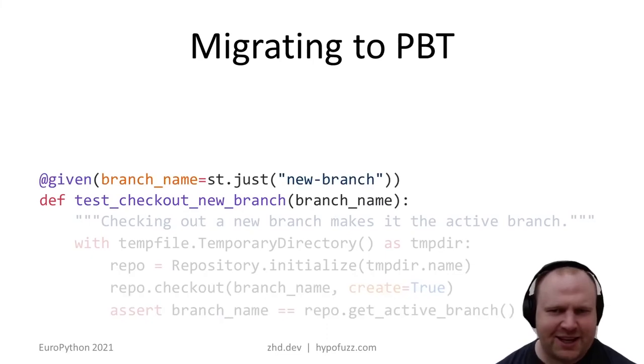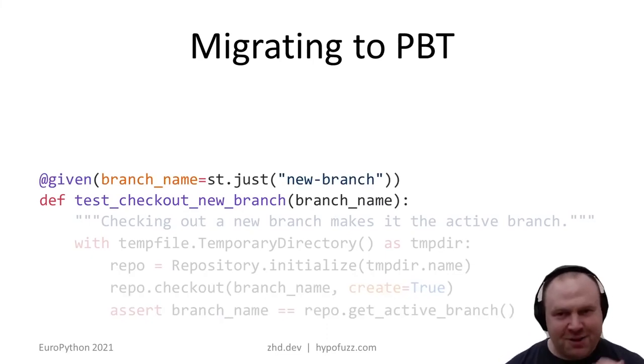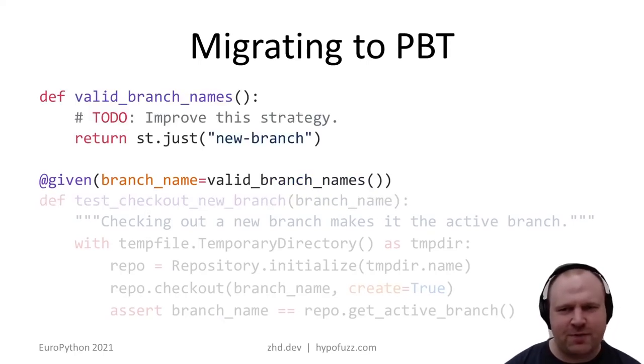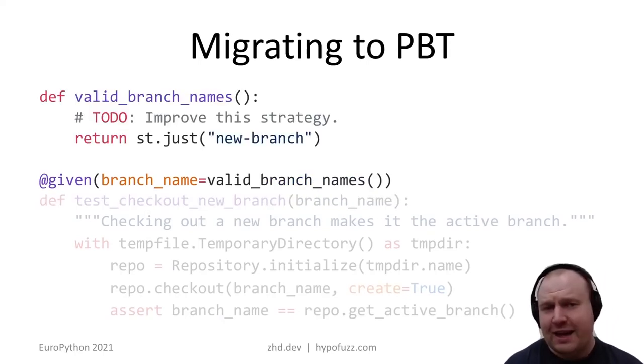And then if you want to start using Hypothesis, you can say, hey, Hypothesis, generate a branch name, which will only be new branch, and run the same test body. Still no semantic change. And then you can pull that out into a function shared among your test suite.